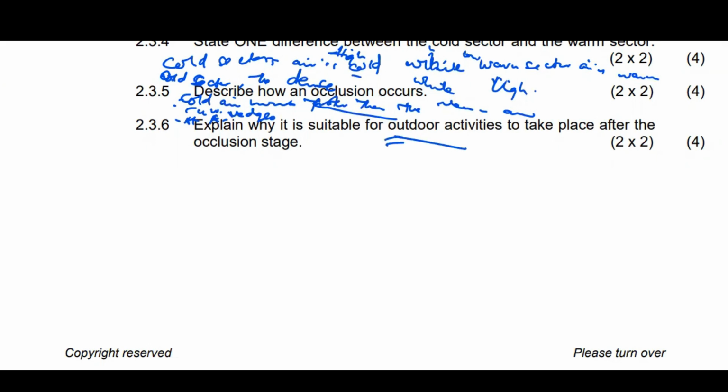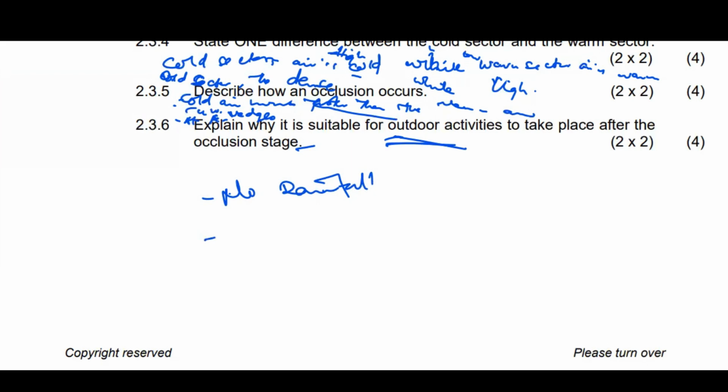We say outdoor activities, meaning activities that are outside. Will they take place after the occlusion? Yes. Why? Because after the occlusion, we do not experience that kind of heavy rainfall. So no rainfall will be existing to disrupt the outdoor activities. That's why we shall have outdoor activities more pronounced or more dominant after the occlusion stage.